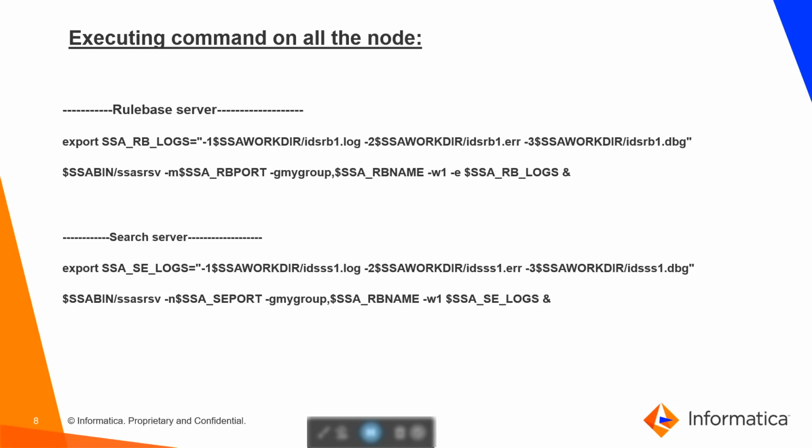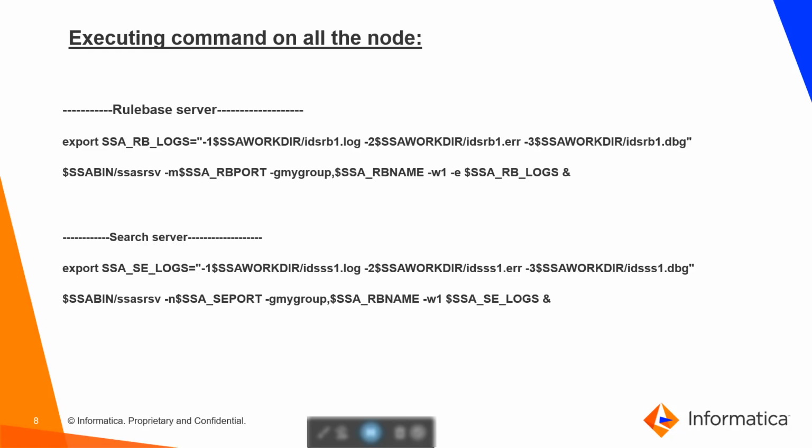So with SSA SRSV -m, that means you are starting the rule-based server, and then you have to specify the port number. That means you are starting the rule-based server in that port. Then you have to specify the -g parameter. That means you are adding that rule-based server to that specified group.